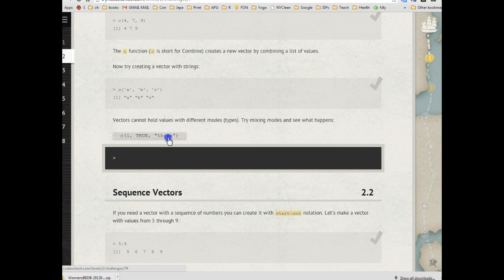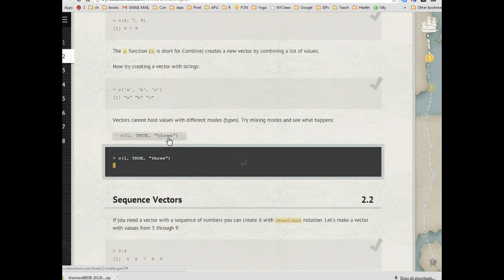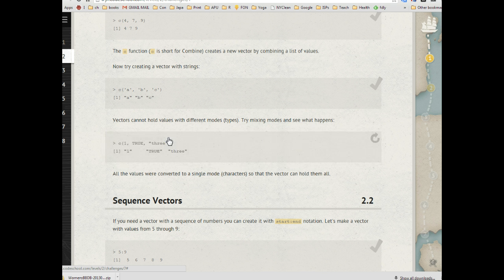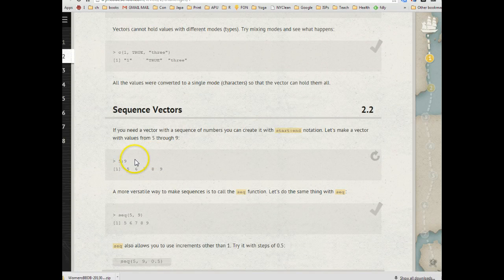So what it does instead is it converts everything to strings. So if you run this, it converts everything to a string. So this is not a number anymore. This is a string. And this is not a logical value anymore, it's just a string. Everyone understand?